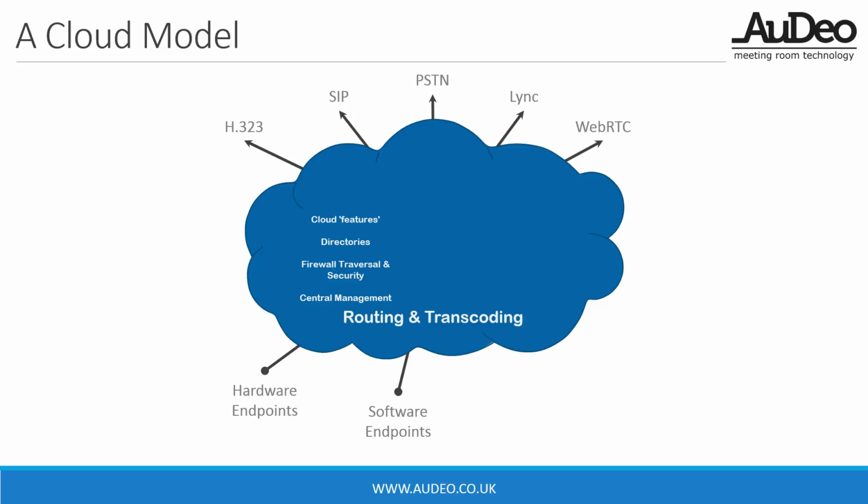Now, when you have a cloud model, you also get some inherent features of that. Typically they would be directories, because as you sign up for the service, you get added to the directories for your organization. Firewall traversal and security are inherent because of the way the system works, with devices or applications making secure connections to the servers in the cloud, much like your bank transactions today. And finally, central management means that your IT administrator or whoever the administrator is can add users and make moves and changes in the cloud. They don't have to worry about any servers to do this, it's just another web portal.